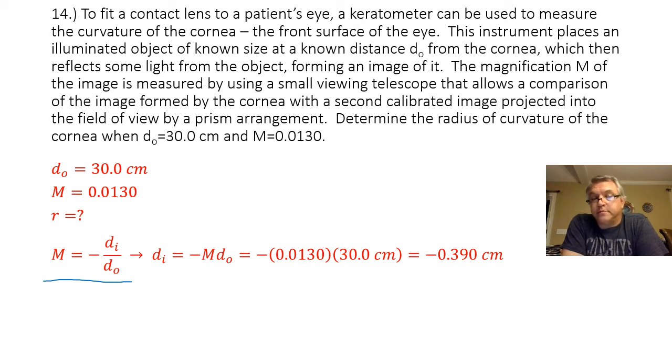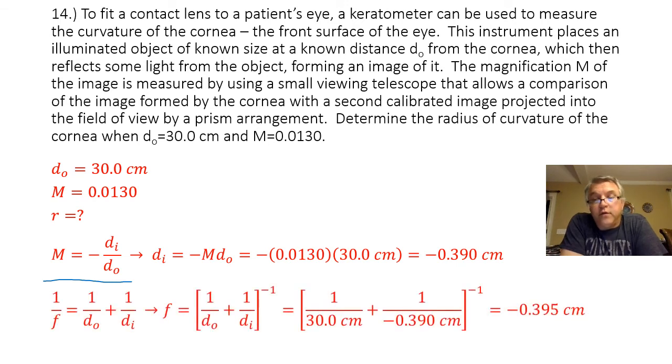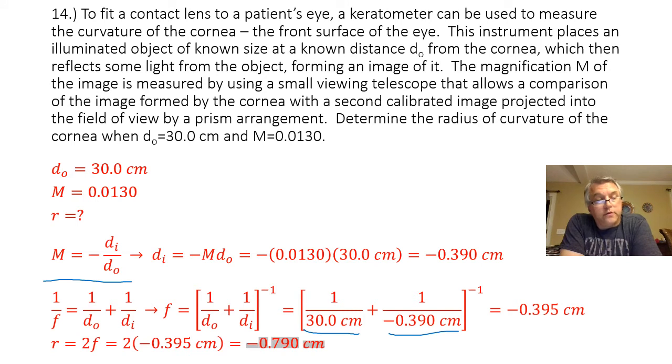So plugging my values for magnification and object distance into that equation, I will have an image distance of negative 0.390 centimeters. Now I can use my mirror equation solving for focal length. And solving that for focal length with my object distance and my image distance inserted into that will give me a focal length of negative 0.395 centimeters. The radius of curvature is 2 times the focal length, so 2 times negative 0.395 centimeters will give me a radius of curvature of negative 0.790 centimeters.